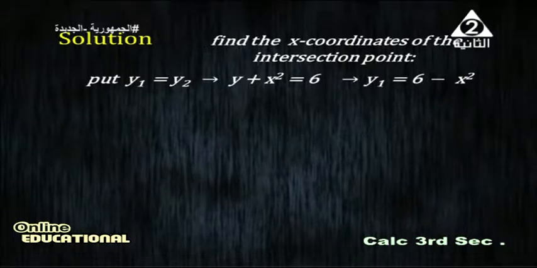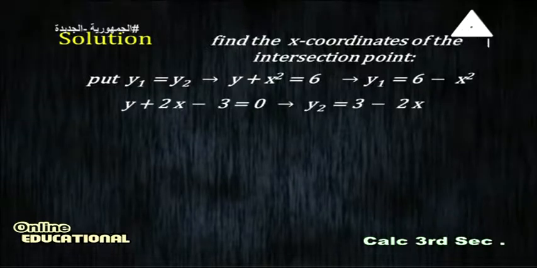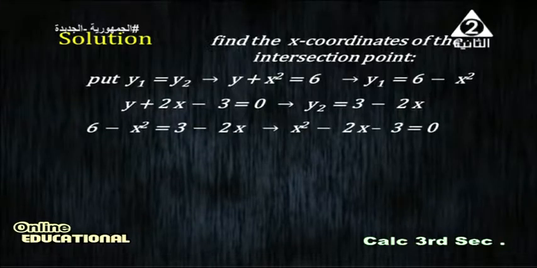Then we have y plus x power 2 equals 6. Then y1 equals 6 minus x to the power 2. And we have the equation of the straight line y plus 2x minus 3 equals 0. Then y2 equals 3 minus 2x. Now we can solve these two equations to find the x coordinate of the point of intersection. Then 6 minus x power 2 equals 3 minus 2x. Then x to the power 2 minus 2x minus 3 equals 0.